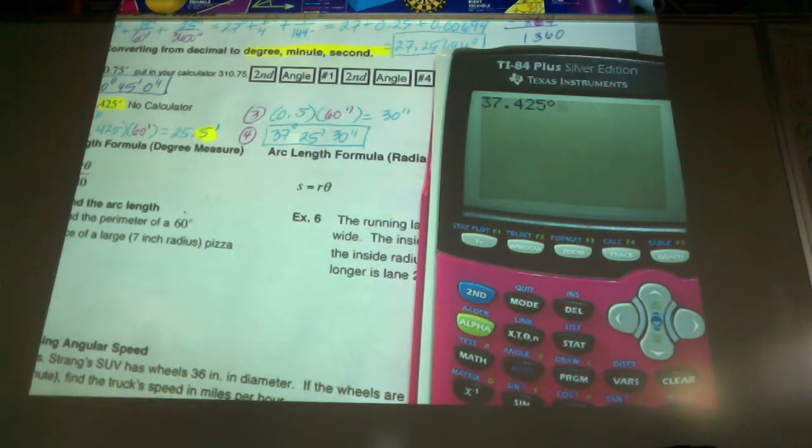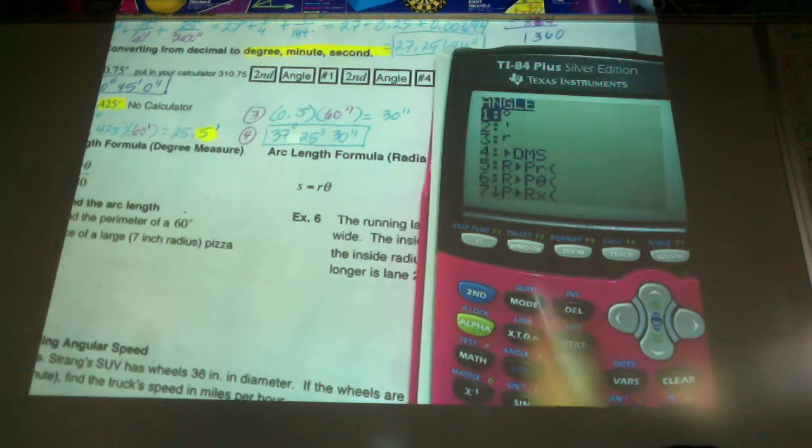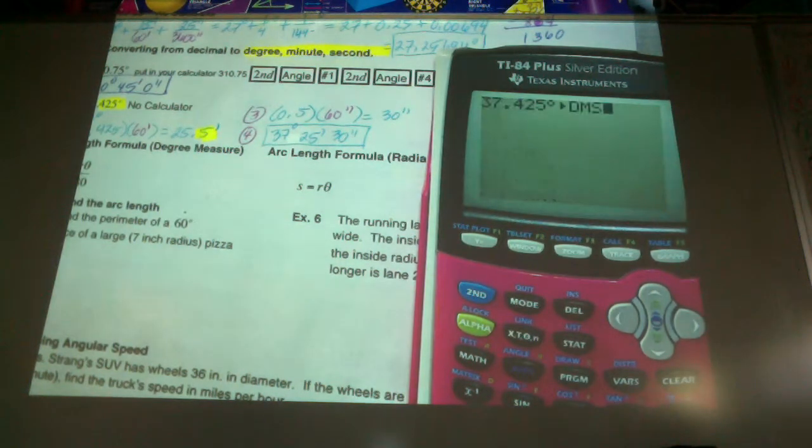You can pack up. And then I've got to convert that to its degrees, minutes, seconds equivalency. So 4 and hit enter. Did we do it correctly? Yes, indeed. All right, so that concludes this lesson.